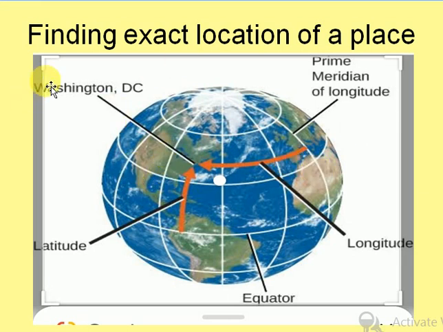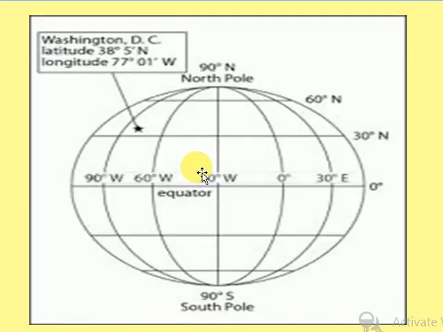Now let us take one more example, finding the exact location of a place. Like if I want to find the exact location of Washington DC, so again what I have to do, take care of the latitudes and longitudes of this place. You know the equator, and these lines are your lines of latitude, and these are your longitudes. Wherever they meet, that will be the exact location of Washington DC. Let us see in this example now.